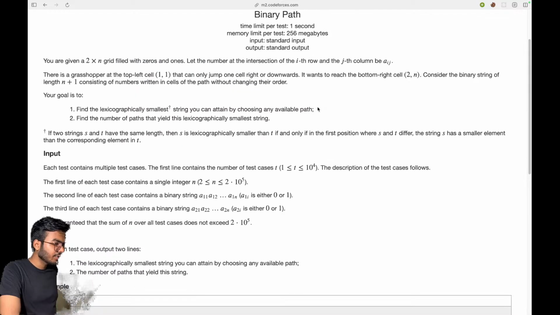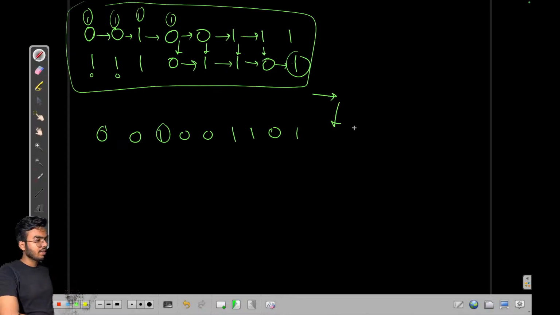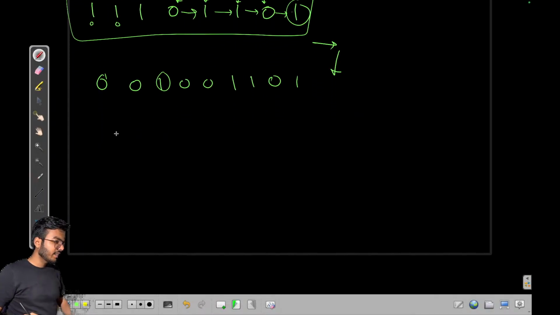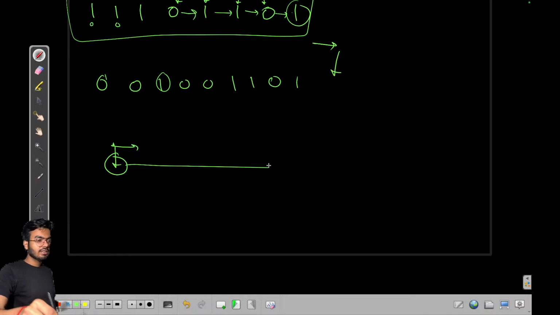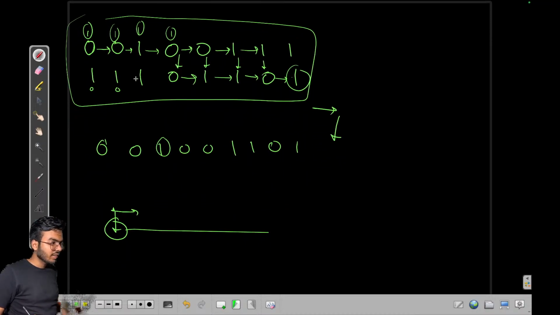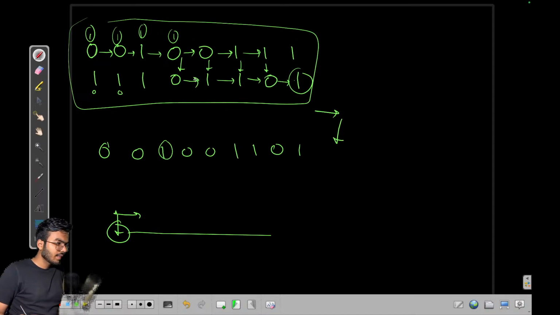I think I didn't read the question properly. Okay, I think I read the question wrong. At every cell, I have two choices. I can go down or right. Once I am down, then I can only take that same path. But you will realize, like 0 0 0 1 1 1. So 0 0 0 0 0 1 0 1 0 1 1 1 1 1 1 1.